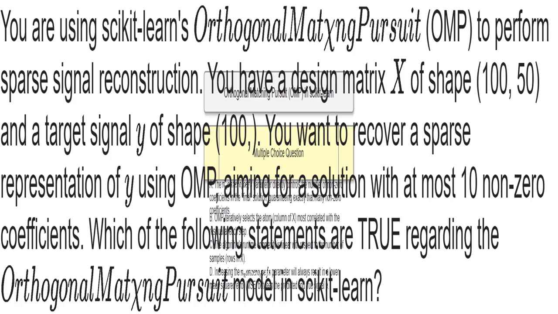This sets the stage. I've got a signal, Y, a set of building blocks, X, and I want to build Y using as few blocks as possible. X is a 100 by 50 matrix, meaning 100 data points made up of 50 features. I'm trying to fit my signal with at most 10 of these features to keep things simple.